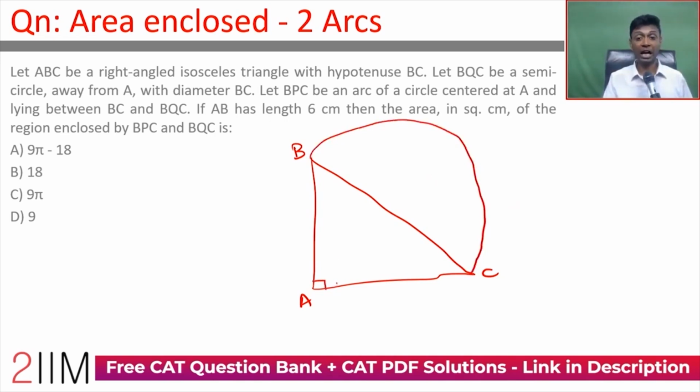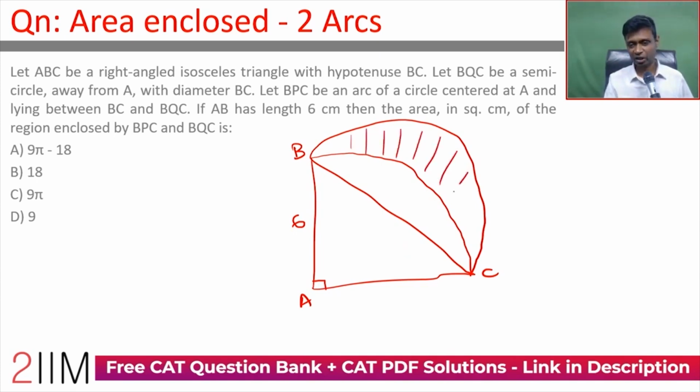Let BPC be an arc of a circle centered at A and lying between BC and BQC. If AB has length 6 centimeters, so BPC is an arc of a circle centered at A and lying between BC and BQC. So it's an arc like this. Wonderful. If AB has length 6, find the area in square centimeters of the region enclosed between BPC and BQC. We're looking at this. Again, it's a standard question, but we'll solve this through to completion anyway.